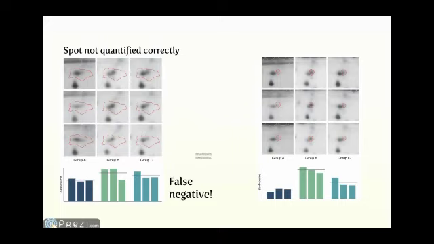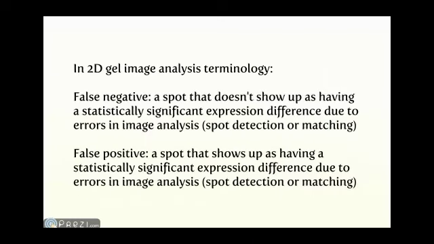But a more accurate image analysis that actually detects individual spots shows that there's a very clear difference between Group A and Group B here. And so this example to the left, we call, with image analysis terminology, a false negative. And I want to point out that this is a false negative in image analysis terminology. There's not any biological meaning in that.